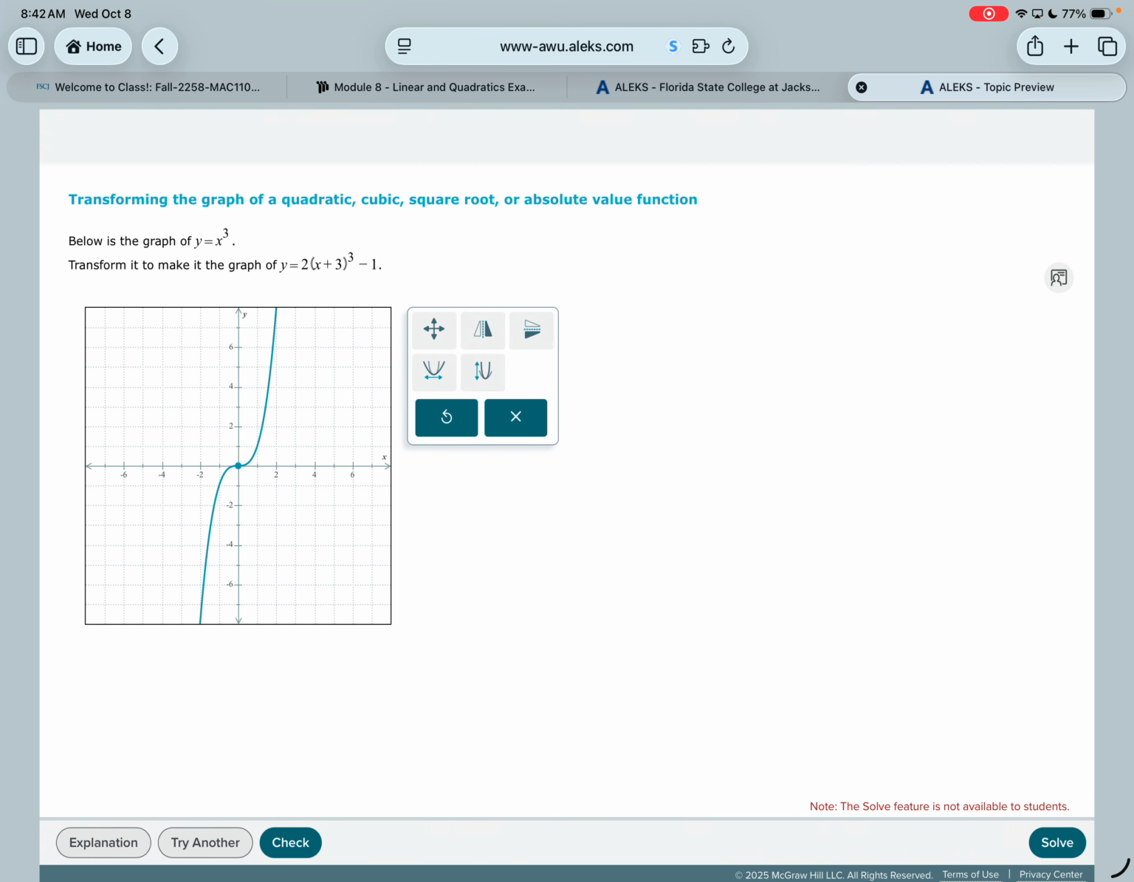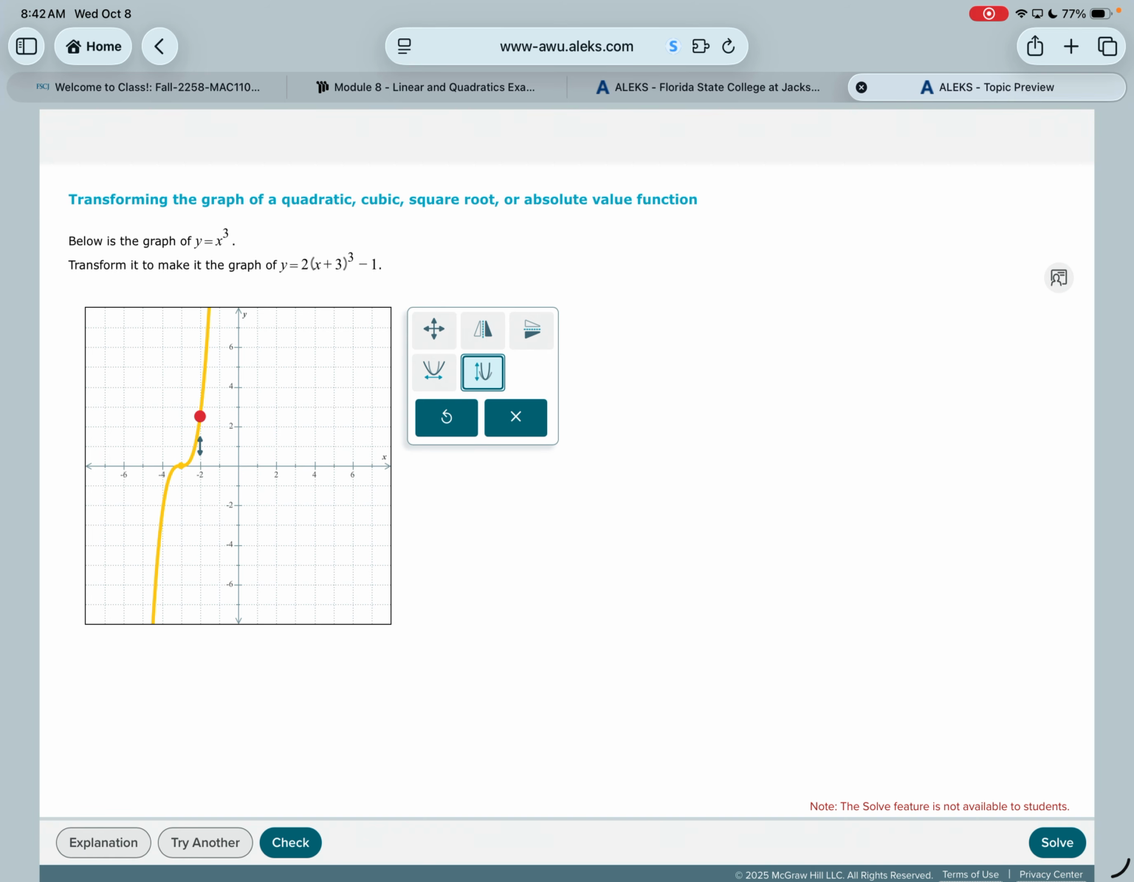Oh, man, I clicked try another. I didn't mean to click try another. Okay, that last one was what? If we shifted it 3. We horizontally stretched it by 2. So you click these buttons right here, vertically stretch or compress. So I'm going to vertically stretch it by 2.